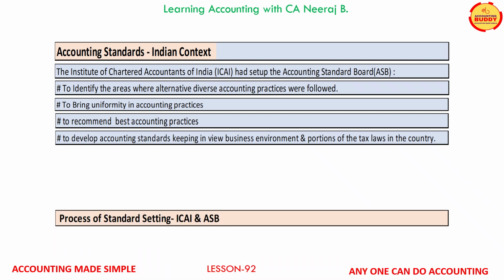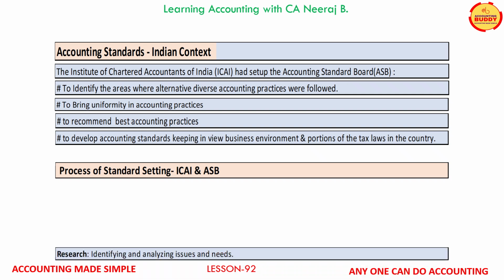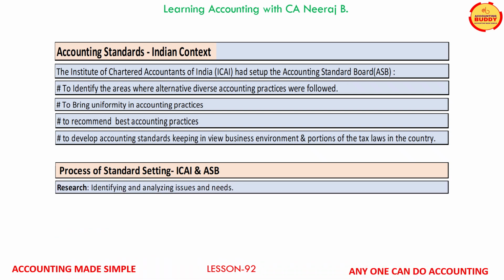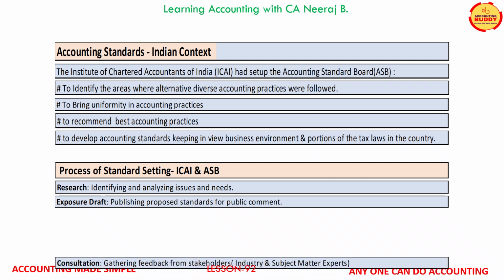The process which is followed for finalizing and releasing an accounting standard involves the below 6 steps. First is the research, under which the purpose is to identify and analyze the issues and the requirements of the facts which need to be standardized. Publishing proposed standards for public comments.